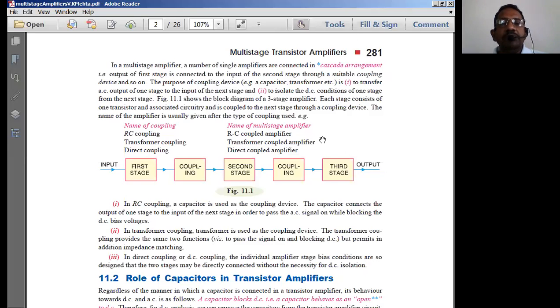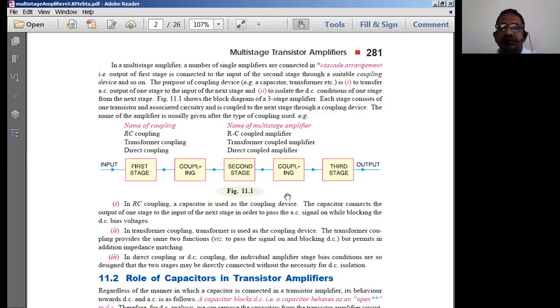Now, if you see this amplifier, it is going to be the interconnection of various stages: first stage, second stage, third stage. The first stage and second stage are connected by a coupling network, and the second stage and third stage are connected by a coupling network. These couplings can be done using three types of coupling methods: RC coupling, transformer coupling, and direct coupling. The popular methods are RC coupling and transformer coupling.